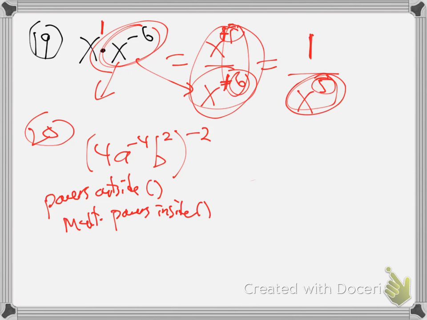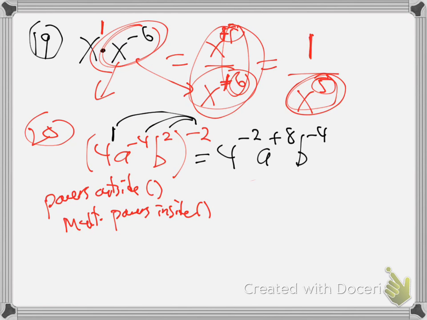So let's do it. What power does the 4 have? It has an invisible 1. Don't forget about that invisible 1 on the 4. So boom and boom and boom. So we get 4 to the minus 2, a to the plus 8, b to the minus 4. We're not done yet, but so far so good. The power on the outside just multiplied all the powers, including the invisible 1 on the inside.